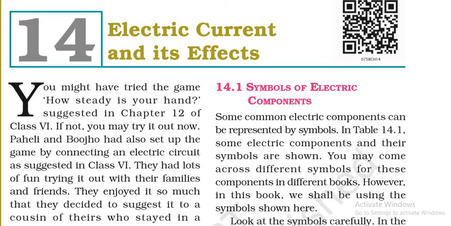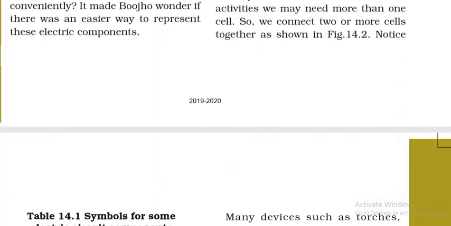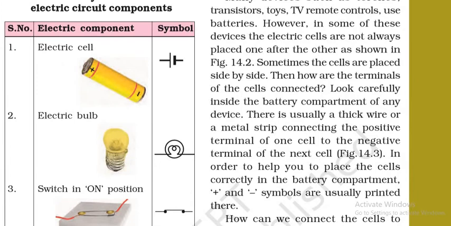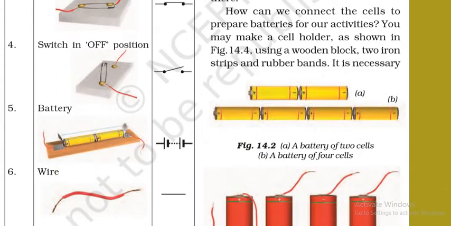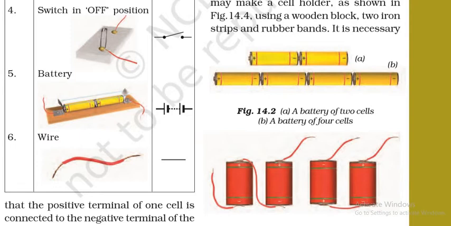Now the first thing that we will be dealing with is the symbols of electric components. Last year also we have dealt with that. An electric cell is represented by this symbol, and an electric bulb is represented by this symbol. For showing a switch in an on position we use this symbol, and for showing the switch in an off position we use this symbol. For a battery we use a combination of multiple cells, and a plain line is used for representing our connecting wire.